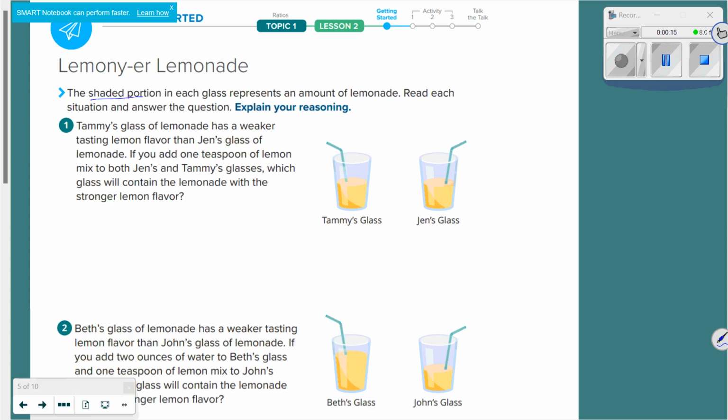They show a shaded portion in each glass out of lemonade. I want you to read the situation, answer the question. Here's your key. Explain your reasoning. I don't want us to have just an answer. I want you to tell us why that is the answer. Does that make sense? Okay, so you've got 3 situations.